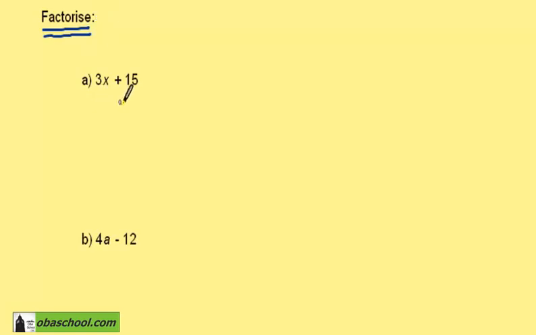So let's look at the expression. 3x could be written as 3 times x. We have a plus sign, and 15 can be written as 3 times 5. We look at both terms and we see what's common. We have a 3 in both terms.